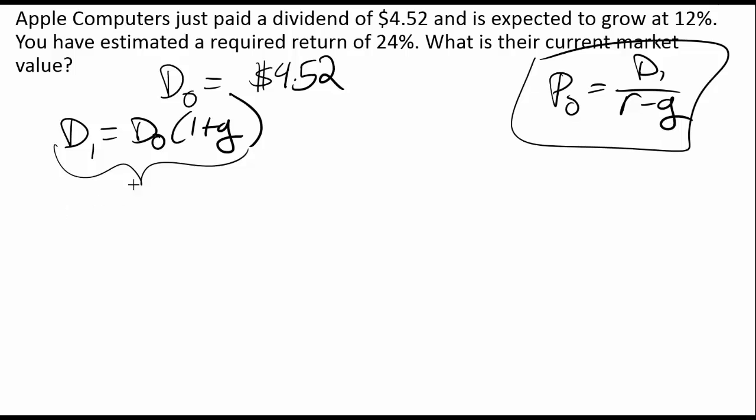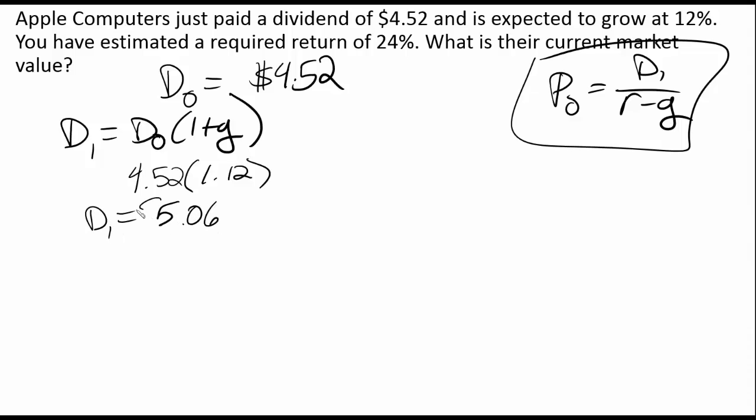We just grow a value up at that growth rate, and that gives us the dividend in the next time period, okay? So we know that our dividend here is 4.52, multiplying that by 1 plus the growth rate, which is 12%. So that tells us we have the 4.52 multiplied by 1.12 is going to tell us that D1 is equal to $5.06. Okay, so now we have enough information.